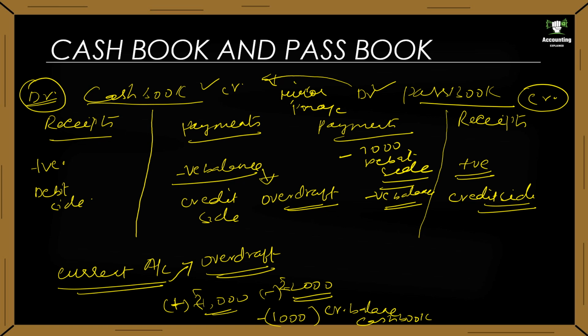This is a major difference between the cash book and the passbook. You have to remember this, then only will you be able to solve the BRS, or reconcile the cash book and the passbook properly.